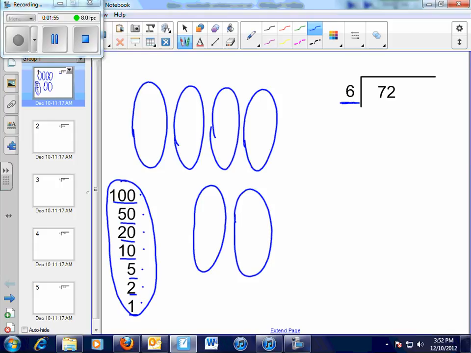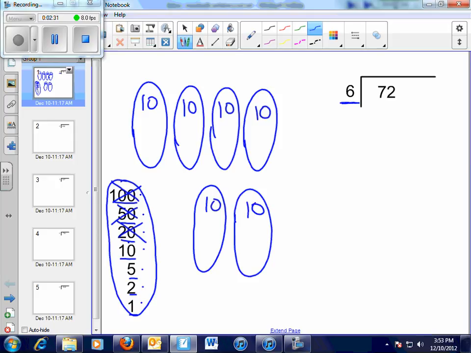What we do is take the largest friendly number possible that we can place in each oval. So obviously 100 is far too big because our dividend is only 72. 50 is far too large. Even 20, we teach the students to work this out in their head. 20 times 6 would be 120. Therefore, it's too large. We don't have 120 to distribute. We can do 10, however. So we put 10 in each oval.